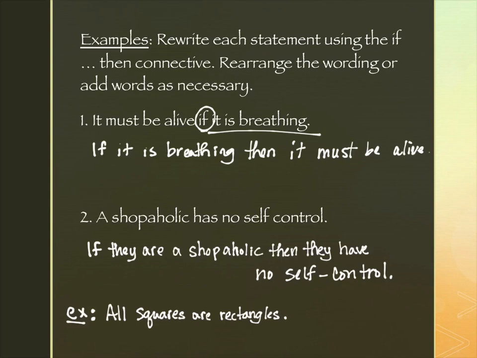Yep, Kyle? If it is a square, then it is a rectangle. You're exactly right. So we just put the if at the beginning, and we take the first descriptive, and we say it fits into that category in some way. So that's a very good way to rewrite it. If it is a square, then it is a rectangle.